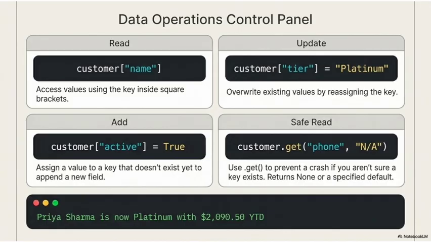Add. customer active is equal to true, assigned to a key that doesn't exist yet, and Python creates a field automatically. Safe read. customer.get, phone, comma, NA. The use of get: when you're not sure a key exists, it returns none or a specified default value instead of crashing. Safe read is critical for real-world data where records may be incomplete. Never use this customer field on data from an external source without knowing the field is guaranteed to be present.